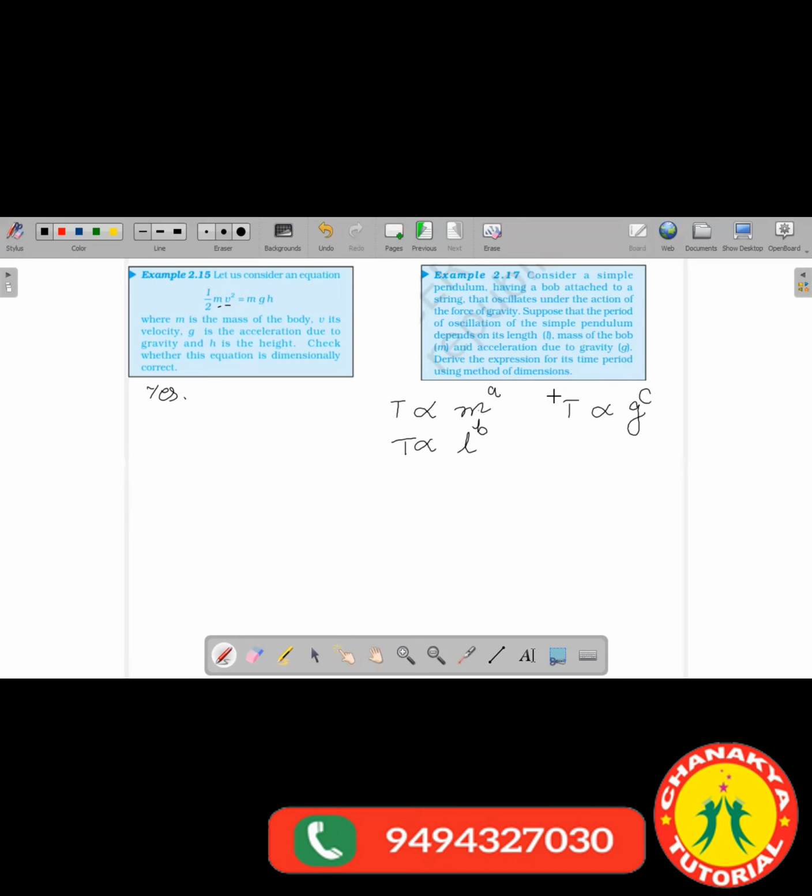The question says that the time period is dependent on mass, it is dependent on acceleration due to gravity, and it is dependent on the length. So we have written the statement from the question. Got it, Dhanuja?